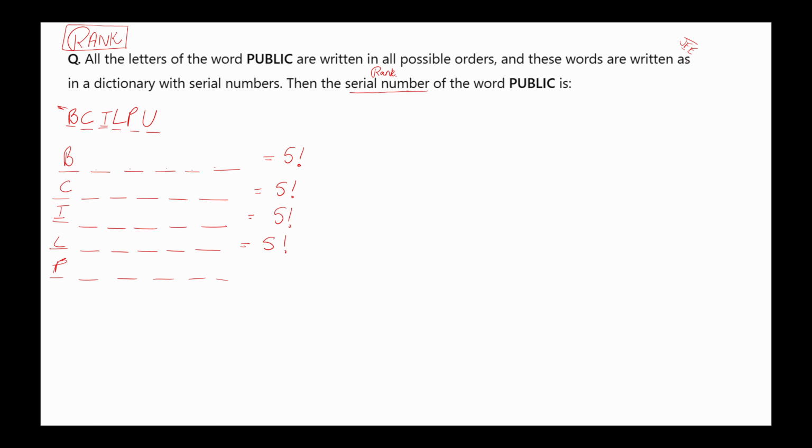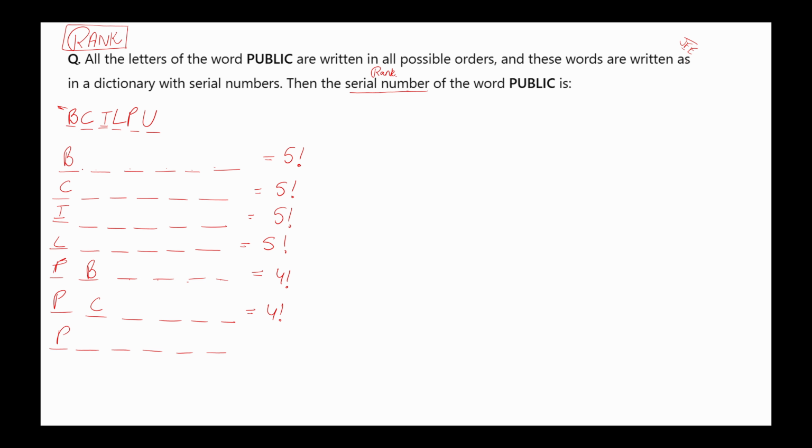Now I start checking for the second alphabet, after P, starting with B. So B, PB, is this correct? No. So how many are left? 1, 2, 3, 4. So this would become 4 factorial. P is correct. Now C, is it correct? No. Again 4 factorial.